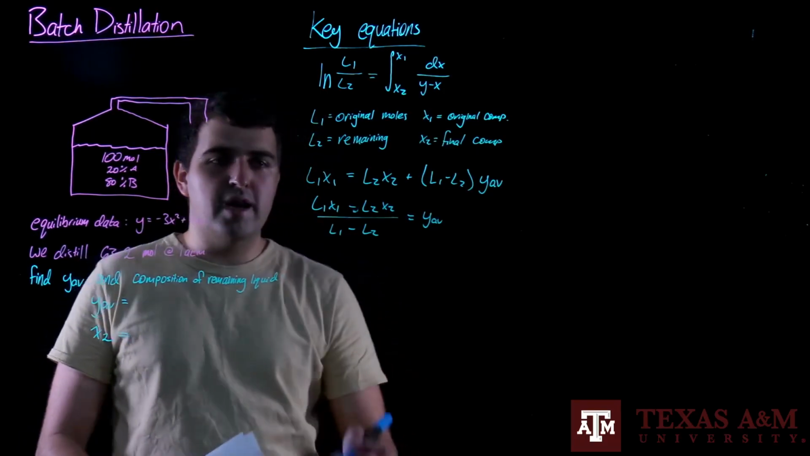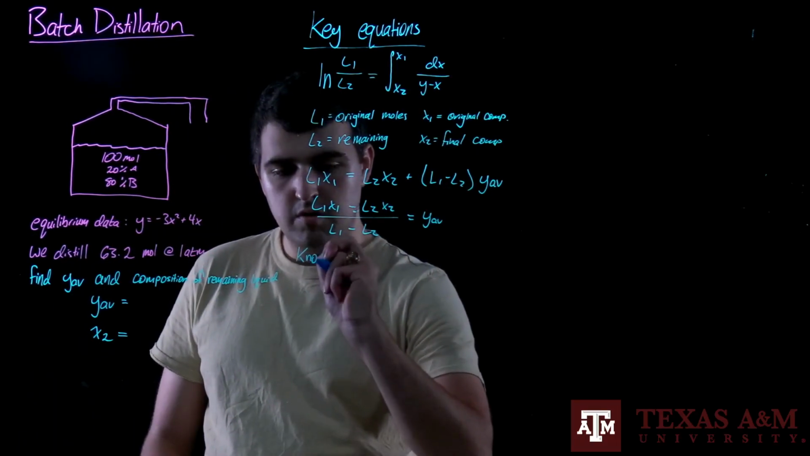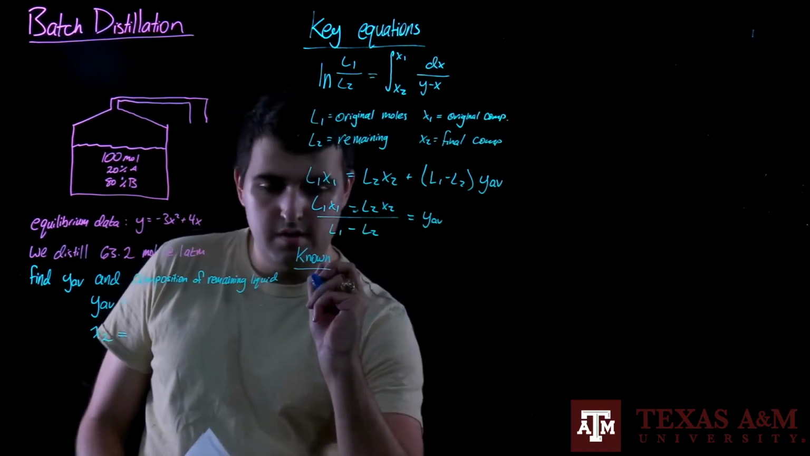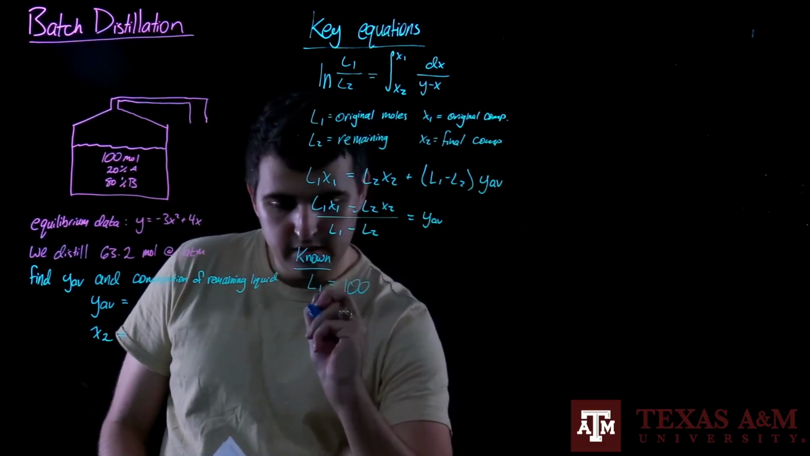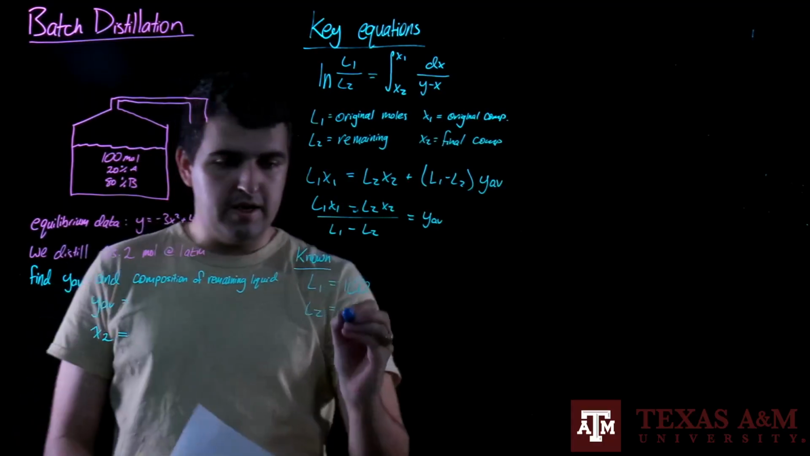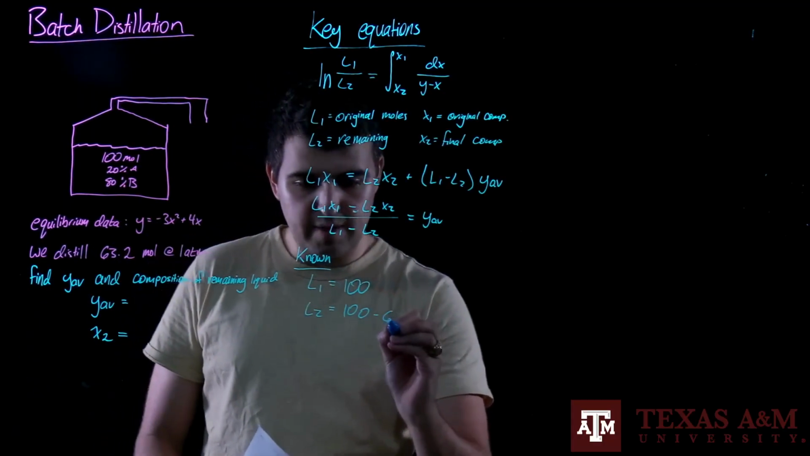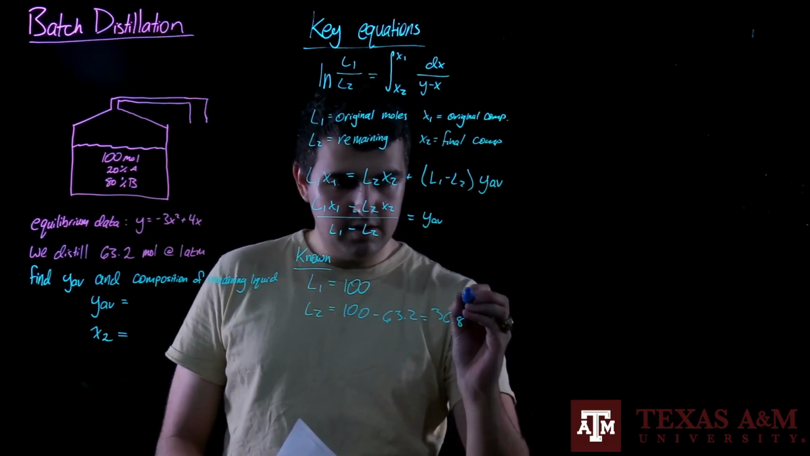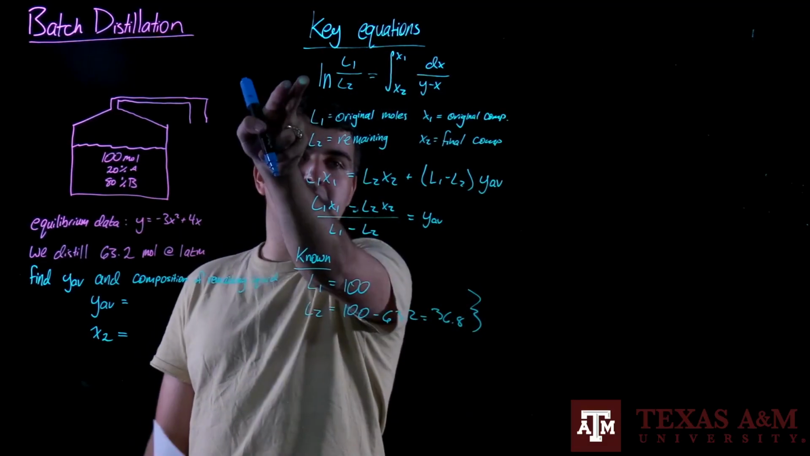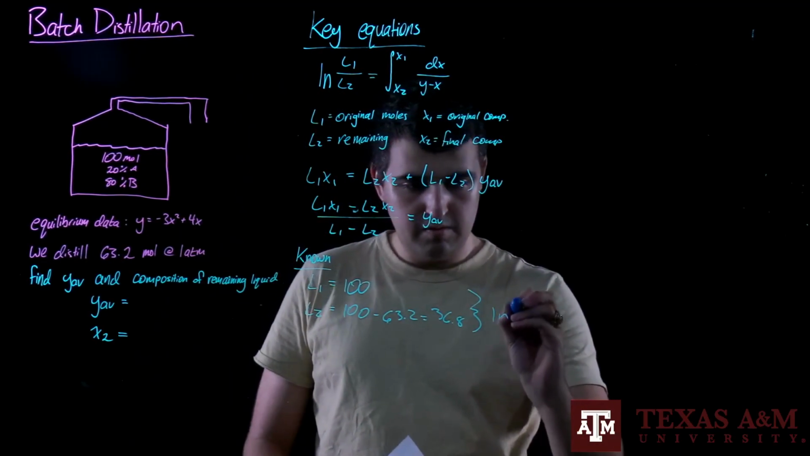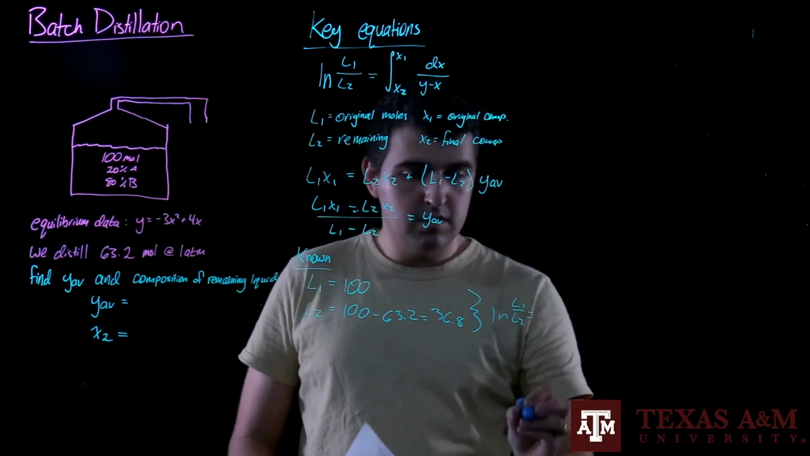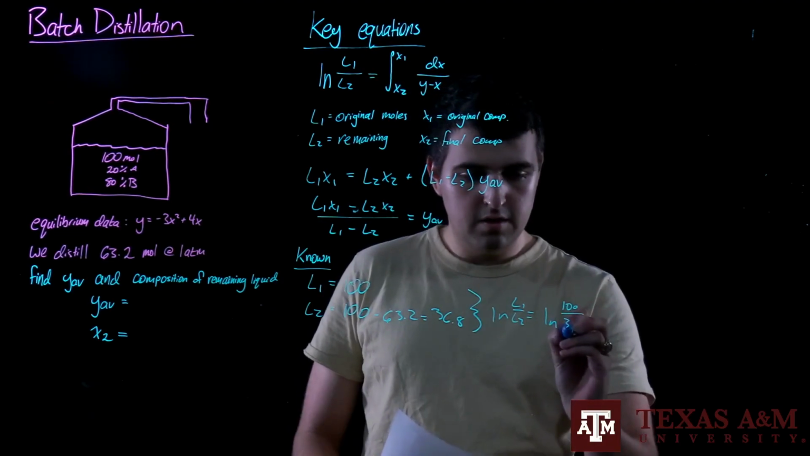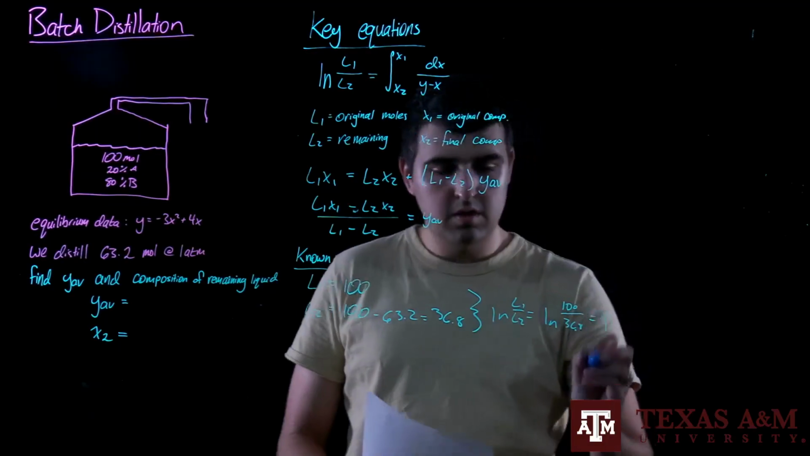And now we can go ahead and write what we know. So we have that L1 equals 100. L2 is our 100 minus the amount of moles that we distill. This gives us 36.8. Since we have both of those, we can get this natural log term. We get the natural log of L1 over L2 equals the natural log of 100 over 36.8. And that's just 1.